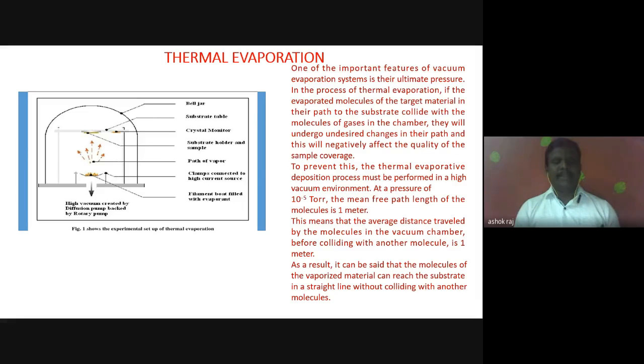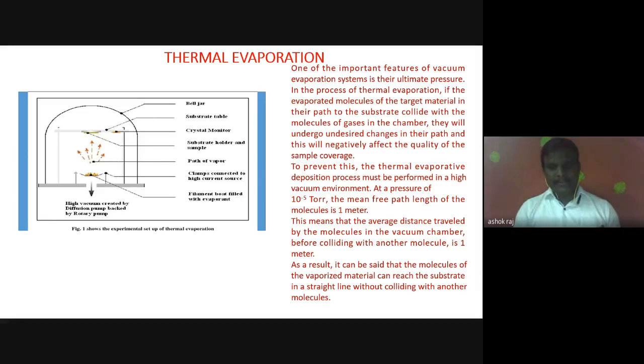Okay, at a pressure of 10 to the power of -5 torr, these pressures restrict the molecular mean free path. That means the average distance traveled by a molecule in the vacuum chamber before colliding with another molecule is 1 meter.